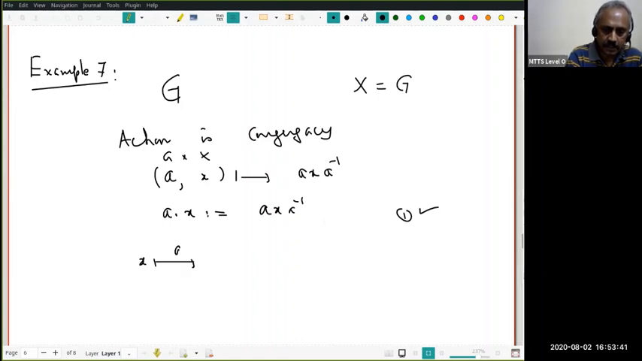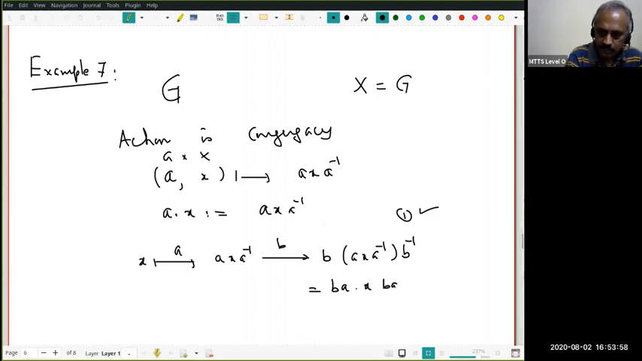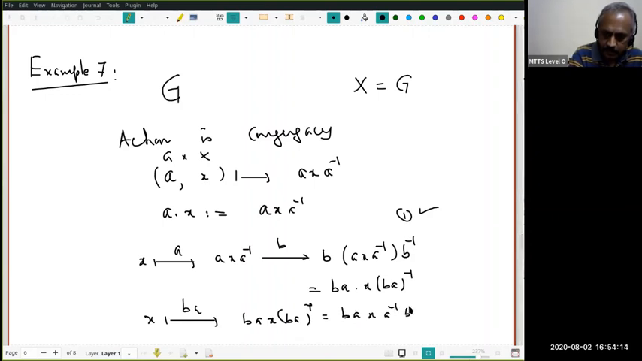Under a, x goes to a x a inverse. Under b, where will it go to? It will go to b a x a inverse b inverse. But this is nothing other than ba x (ba) inverse, which is ba x a inverse b inverse. You understand this? Therefore, under ba, x goes to ba x (ba) inverse, which is ba x a inverse b inverse. So these are correct. Therefore, it's a group action.